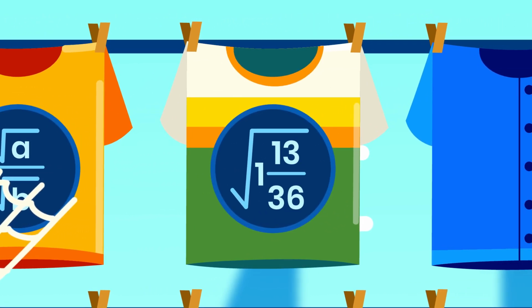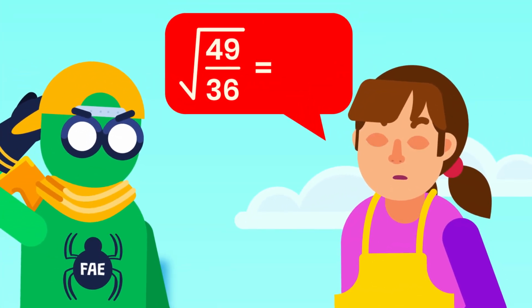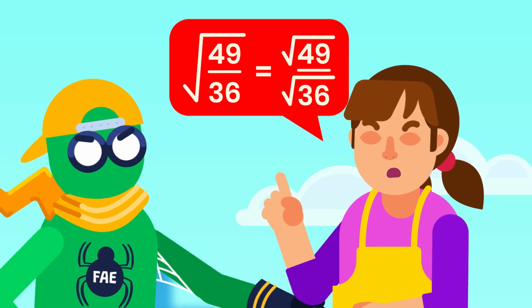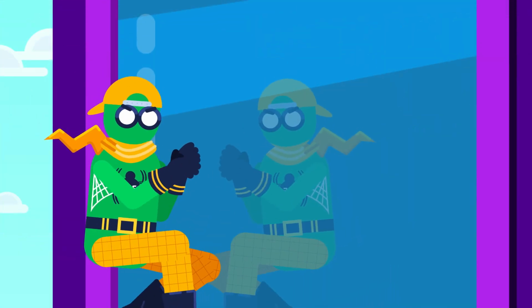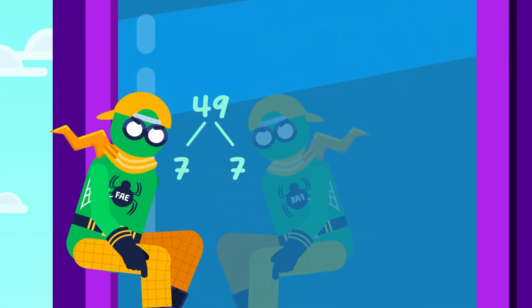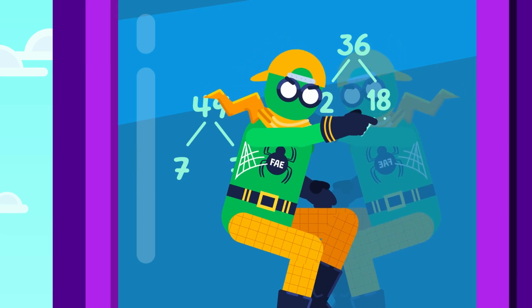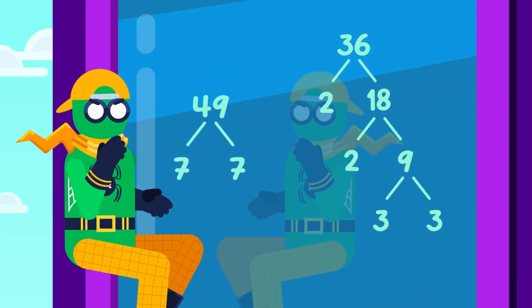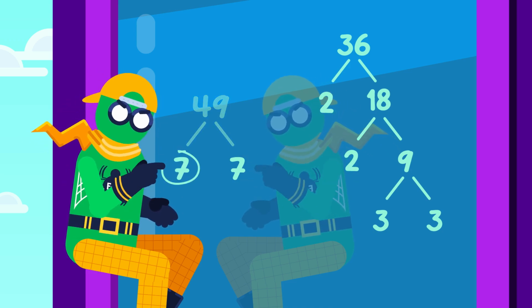Let's find the square root of 1 and 13/36. This is a mixed fraction, so we convert it first into the improper fraction, 49 over 36. The square root of 49 over 36 is equal to the square root of 49 over the square root of 36. The prime factorization of 49 is 7 times 7, while the prime factorization of 36 is 2 times 2 times 3 times 3. At the numerator, there's only one pair of prime factors, which is 7 times 7, so we only take 7 from that pair.